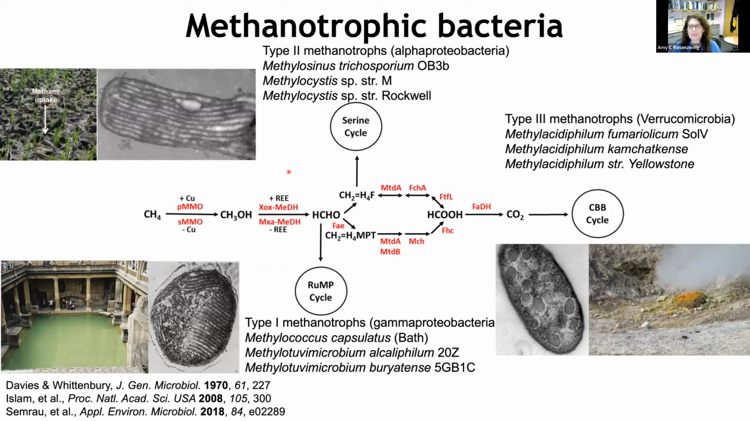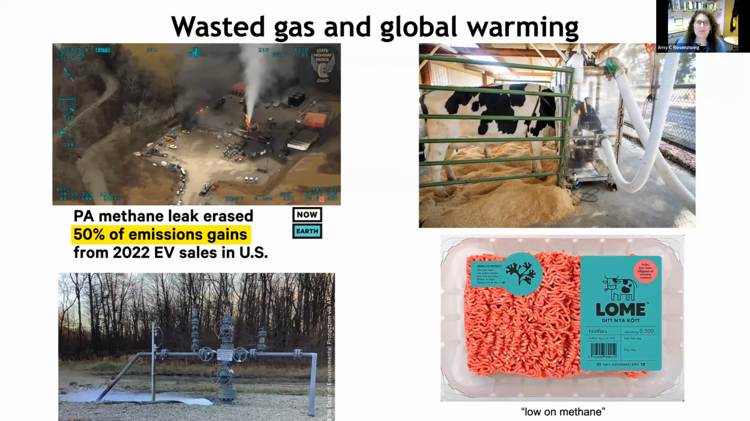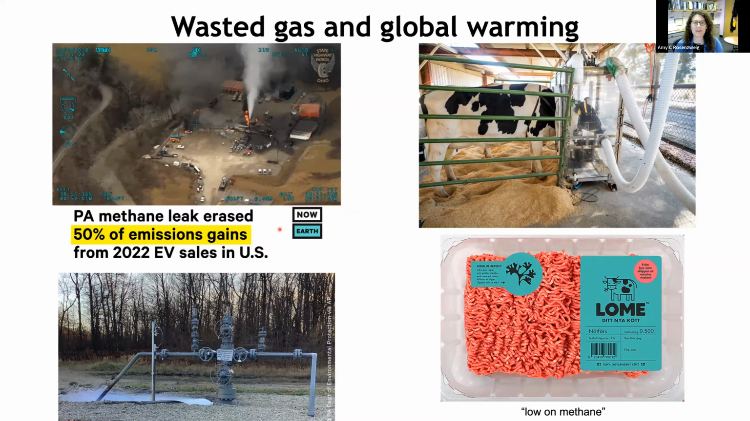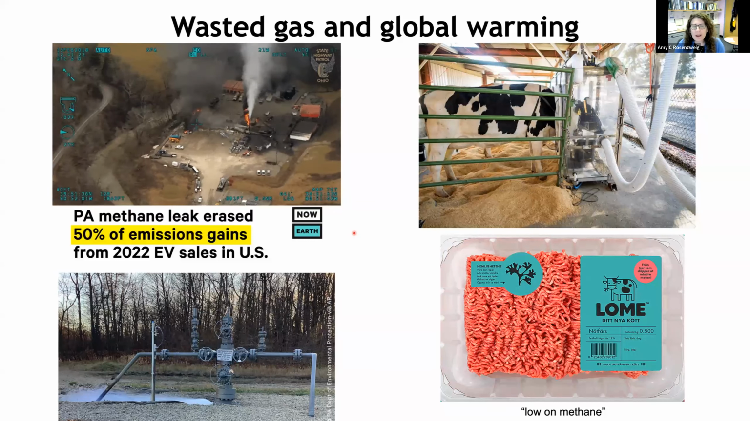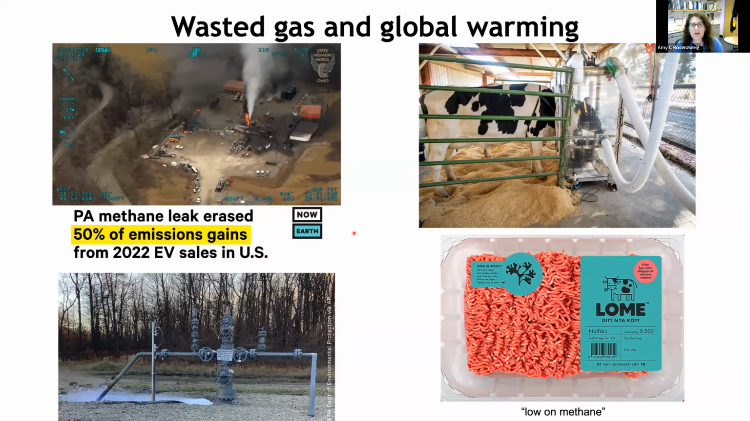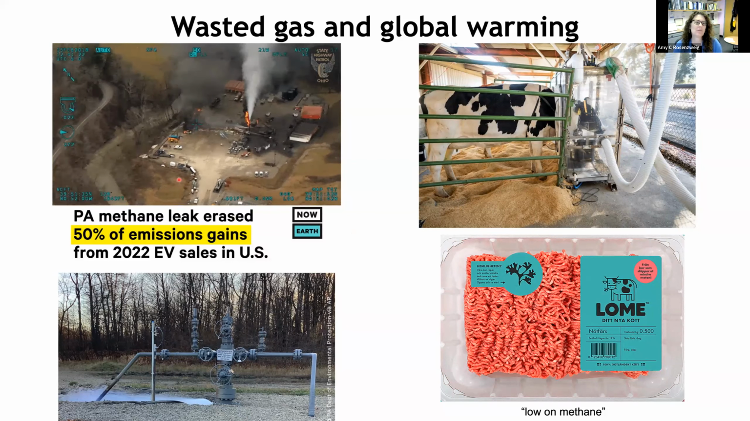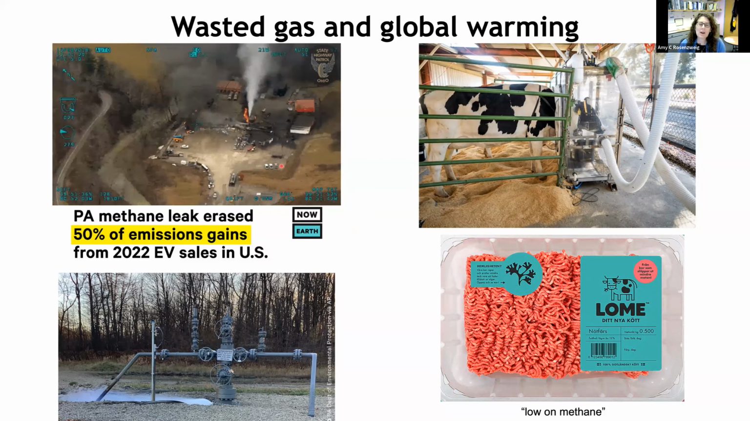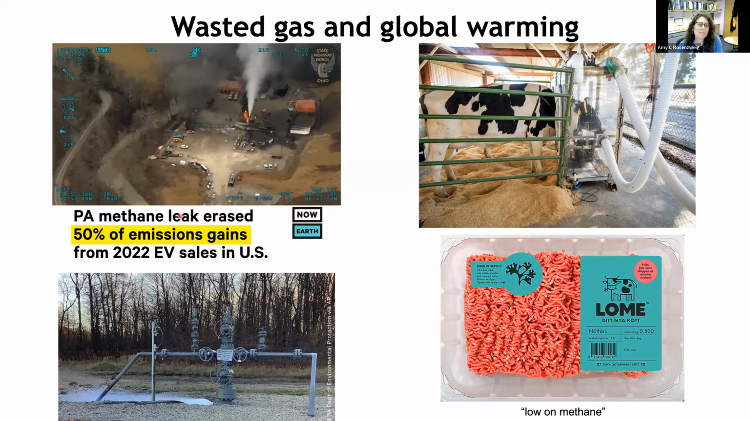Before I get into the details of what we do in the lab, let me tell you why you should be interested in bacteria that eat methane. I think everyone here knows that methane is a potent greenhouse gas. It's the second most important greenhouse gas next to carbon dioxide, and it's actually more potent than carbon dioxide over a 20-year time period. On this slide are different examples of methane in the news.